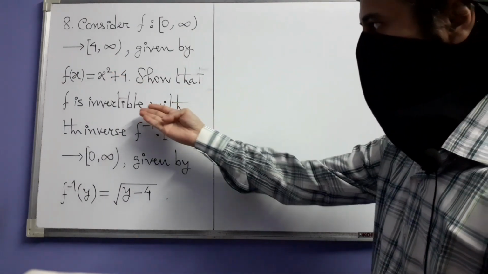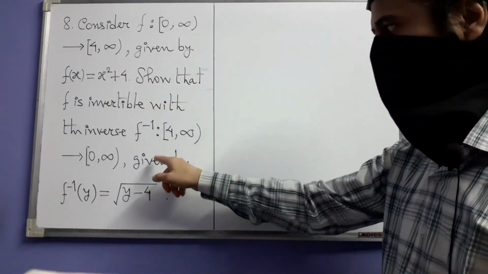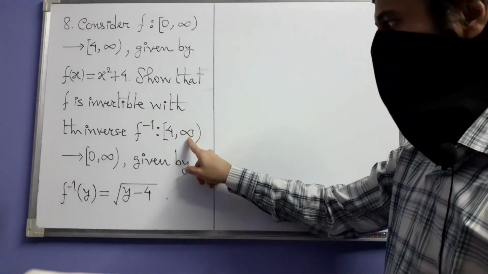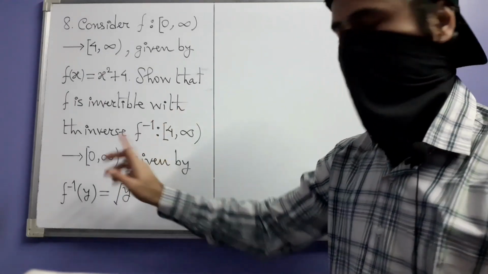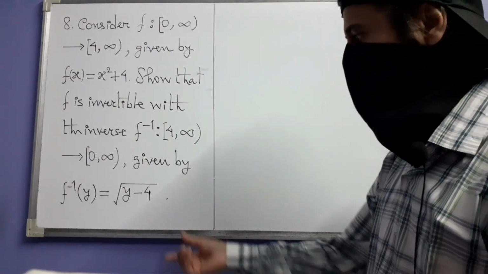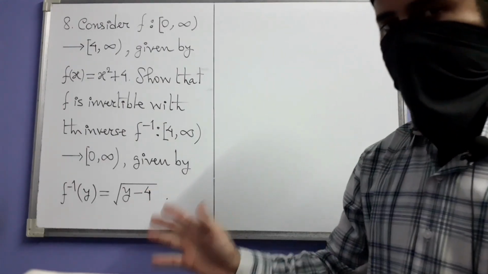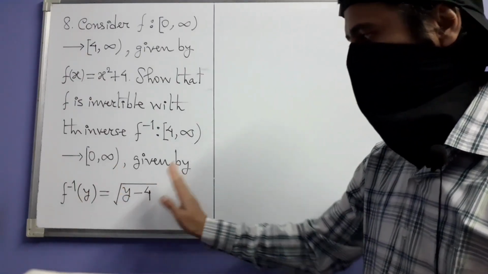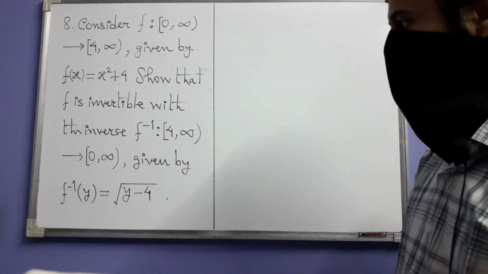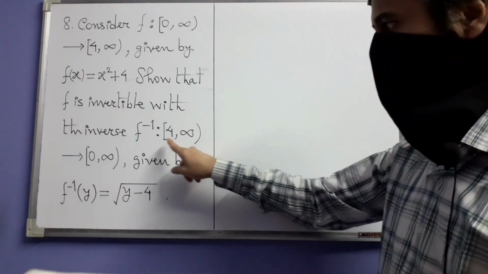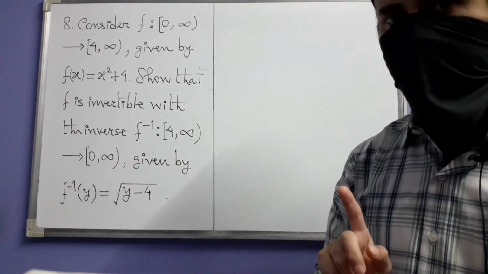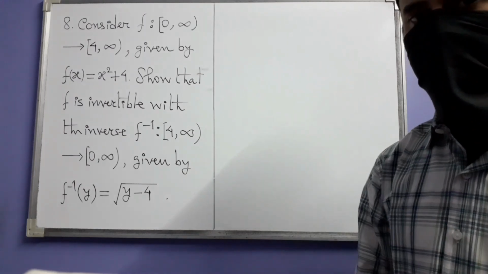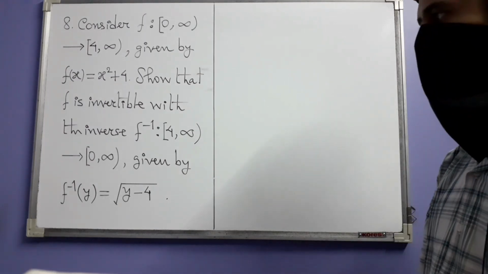We have to show that f is invertible with the following inverse. The inverse function, of course, would map 4, infinity into 0, infinity, and this is what we have to show, that this function, whose value at y is square root of y minus 4 and which has domain 4, infinity and codomain 0, infinity, is the inverse of f. That's what we have to show.